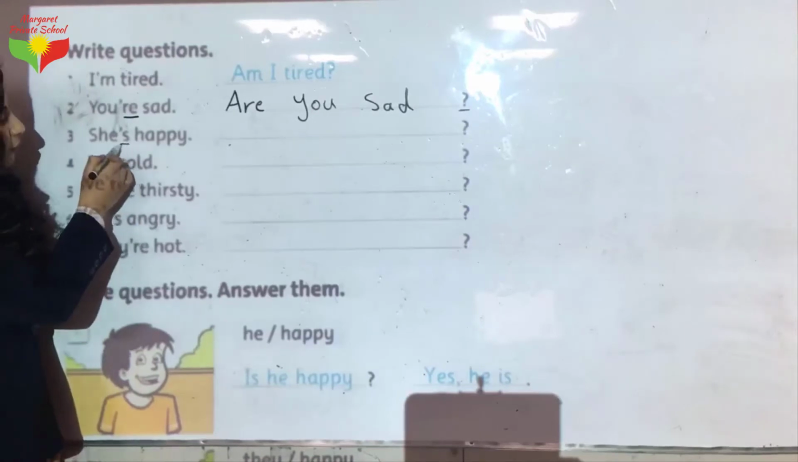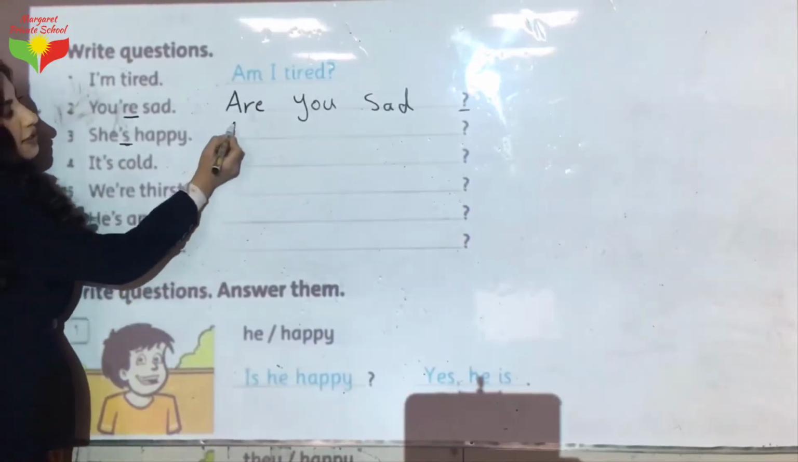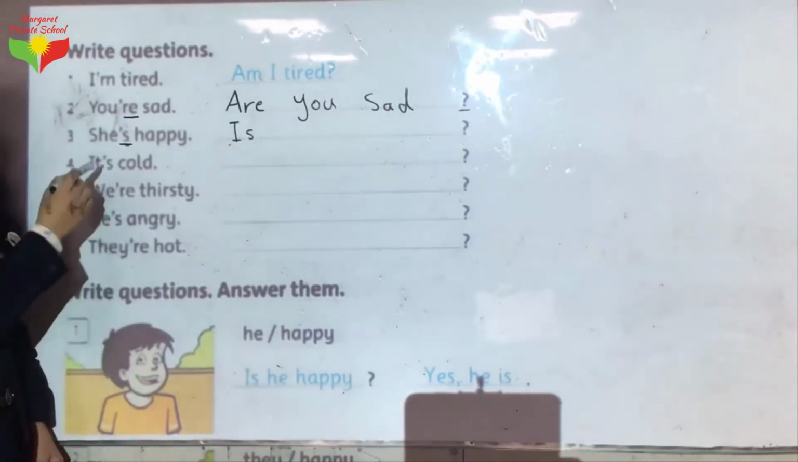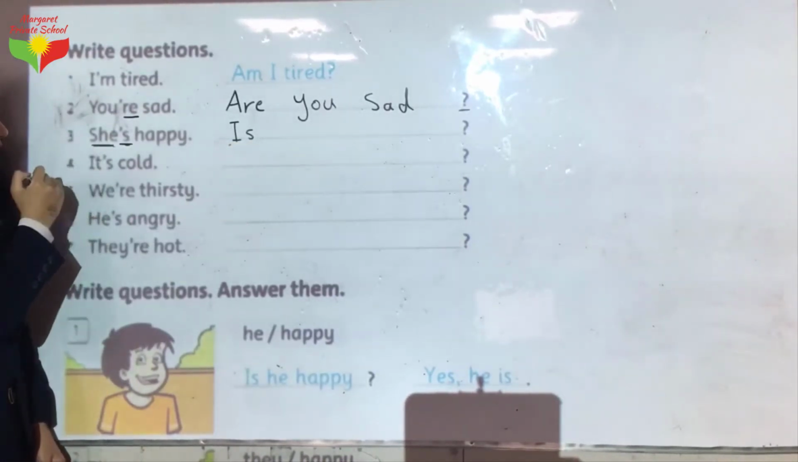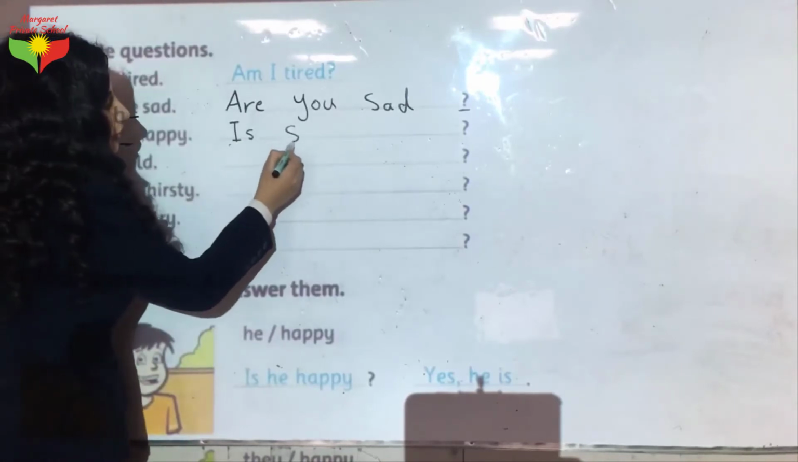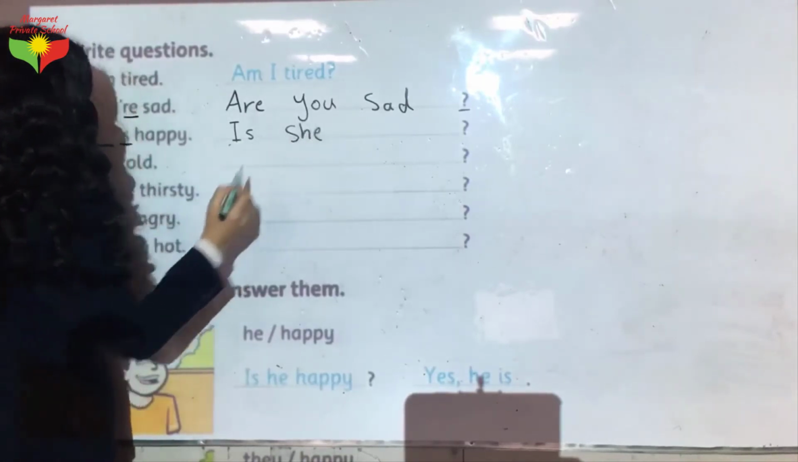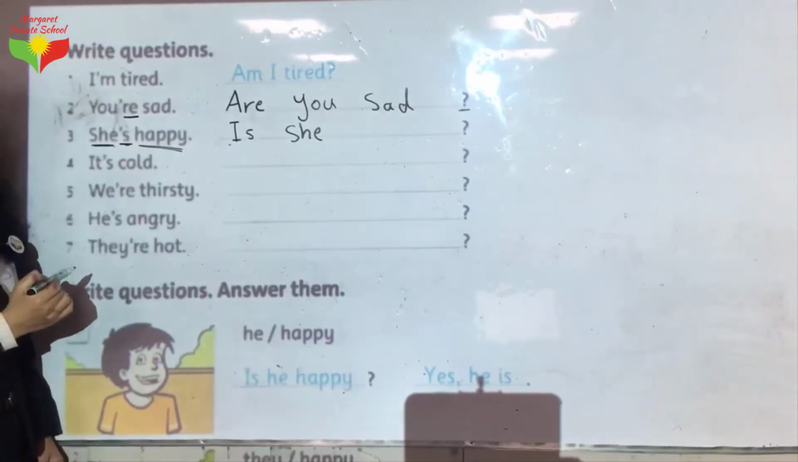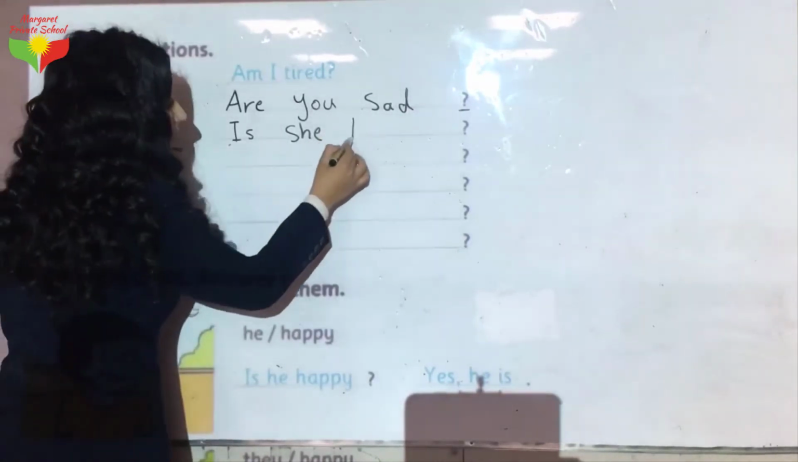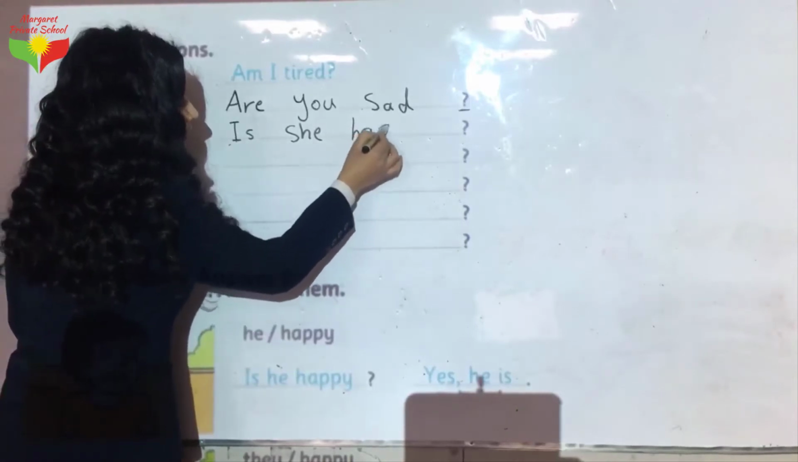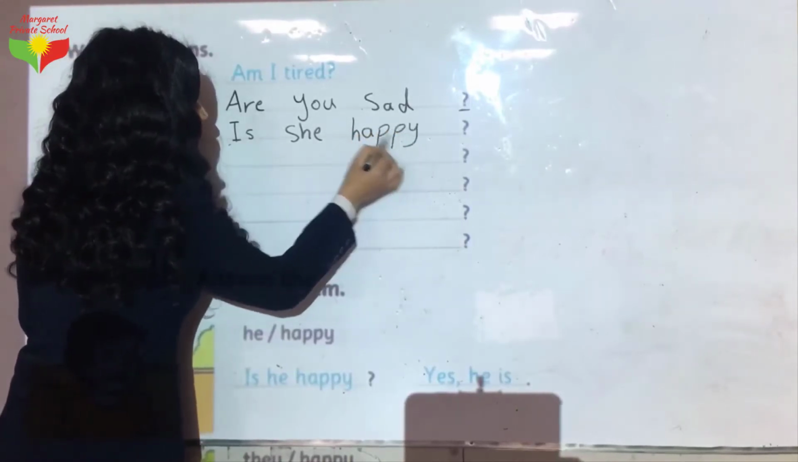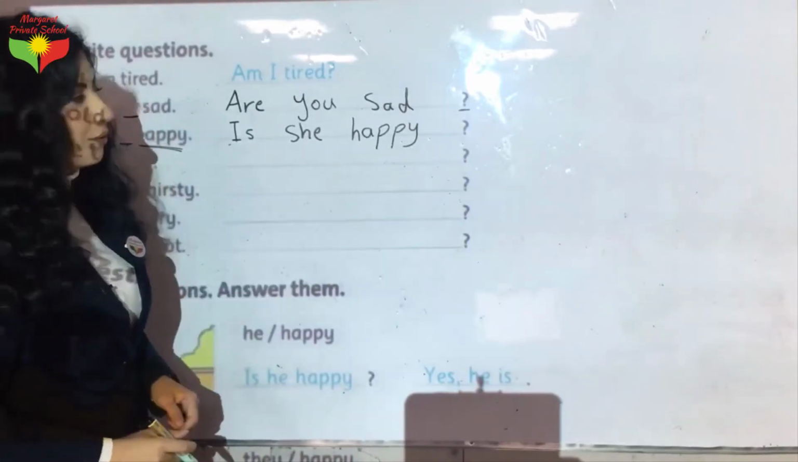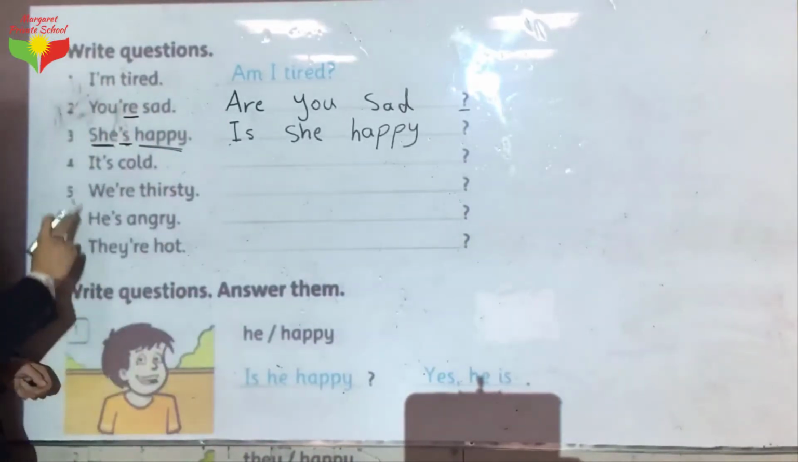First of all, we have to write the verb be, which is. We should write is. Then we have to write the subject pronoun, which is she. Okay. Then we have to write the adjective, which is happy. Is she happy? Okay, now let's go to the fourth one.